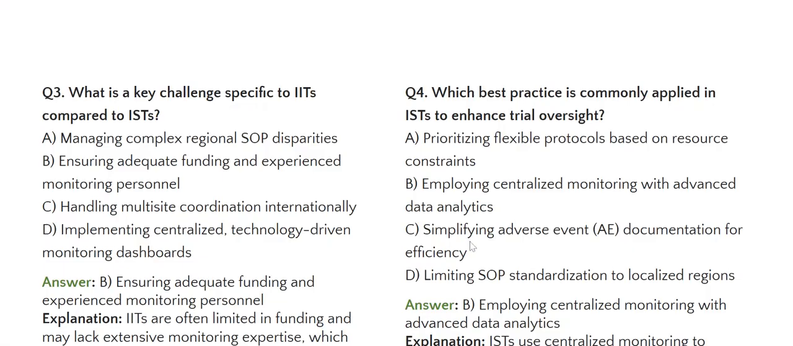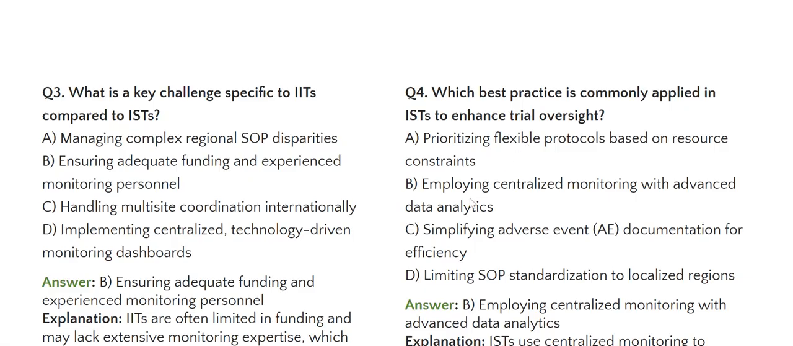So, C, simplifying documentation of AE is not applicable as there is no simplification in it. AE has to be documented with all the details that are needed or required. And there's no limitation in SOP standardization, as SOP has to be completely standard. And A, prioritizing flexible protocols. There are no flexible protocols in industry-sponsored trials, especially when investigational products are involved. There's no flexibility in protocol.